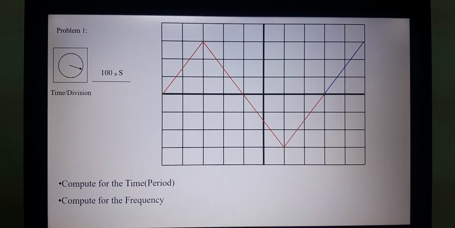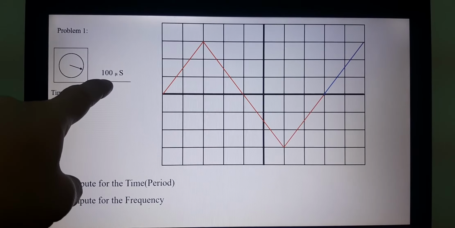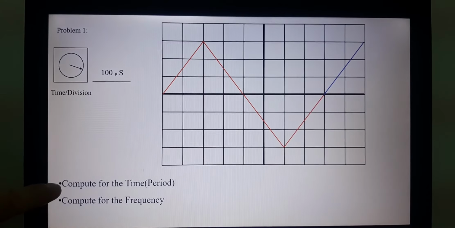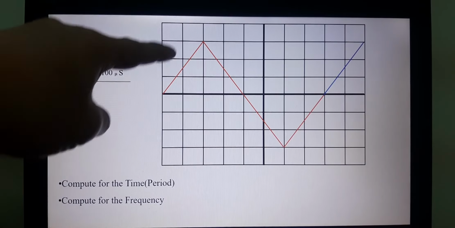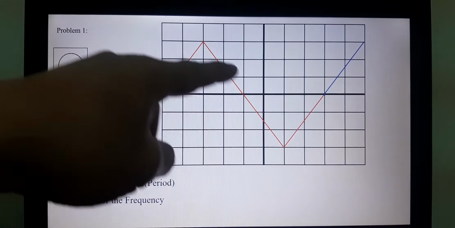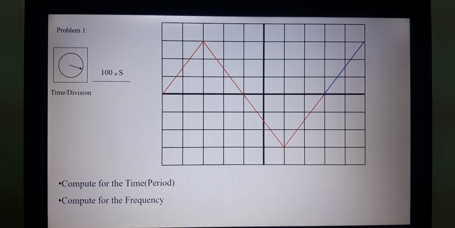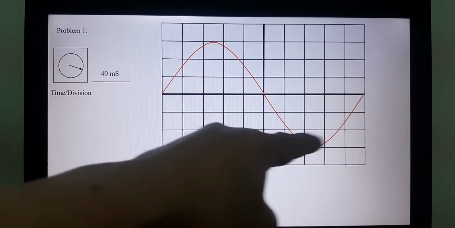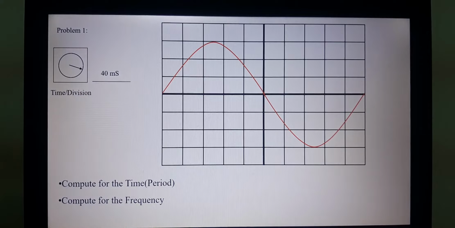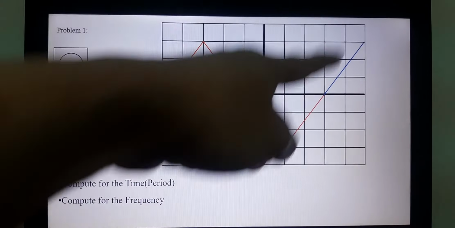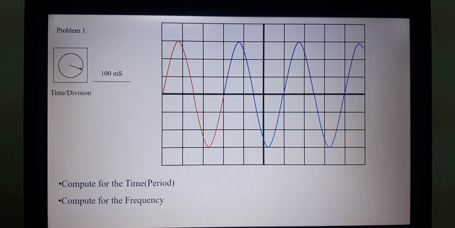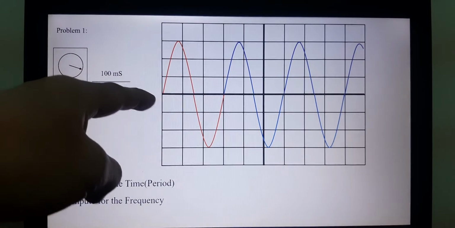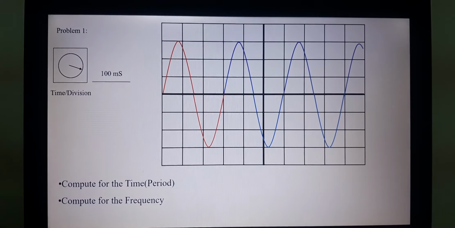Problem number 2: the time is set to 100 microseconds. Again, you need to compute for the time and also for the frequency. By the way, this is a triangular wave, or triangle wave. This one is a sine wave, or sinusoidal wave. Triangle wave, then we also have the sine wave or sinusoidal wave.